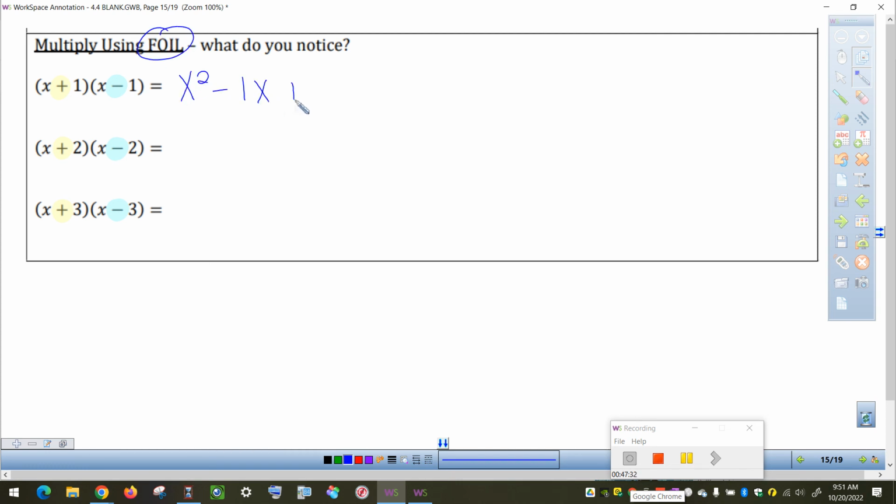So this is what we get on the first one. What happens here in the middle? Minus 1x plus 1x. They're going to cancel each other out. It's going to turn into 0. So all we have is x squared minus 1. Really different looking answer here. We don't get a trinomial. We don't have that x term in the middle. We only have that term from the front and then the term from the very end.